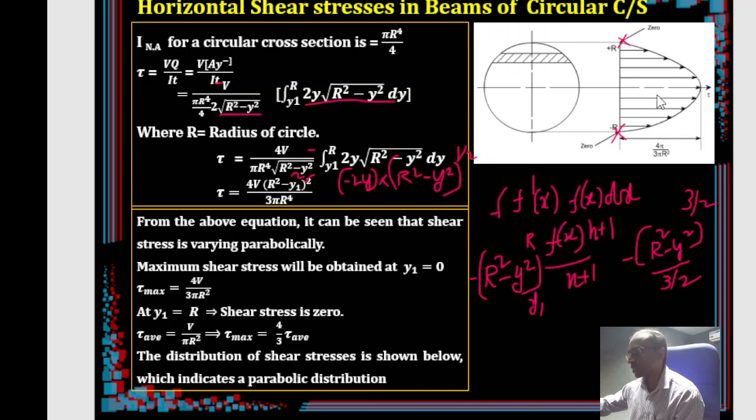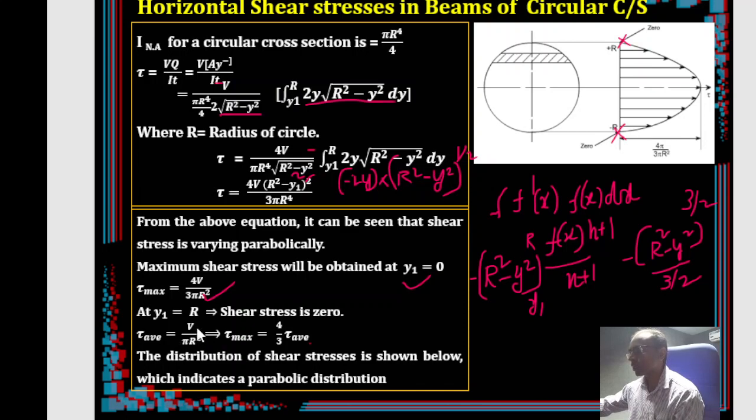Now if you want the neutral axis value, put y1 equal to 0, you will be getting 4v by 3 pi r square. Okay, 4v by 3 pi r square. What is the term we are left with? Yeah, 4v by 3 pi r square. Now we have to build a relation. If you want to check what is the relation between maximum shear stress, because we got the maximum shear stress, is there any relation between maximum and average shear stress? Let us look at that.